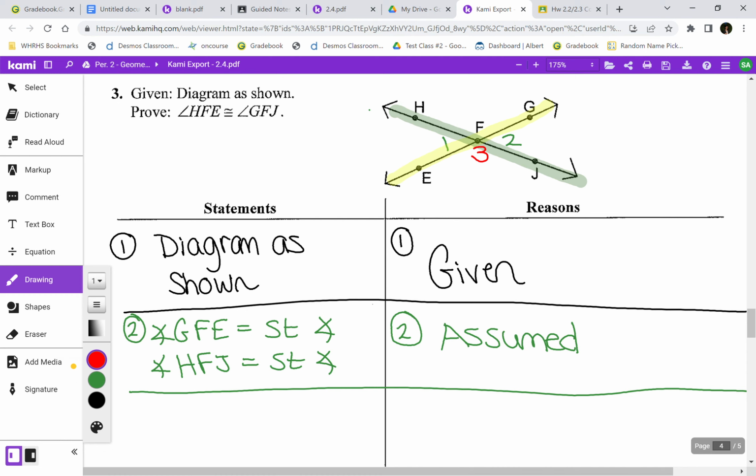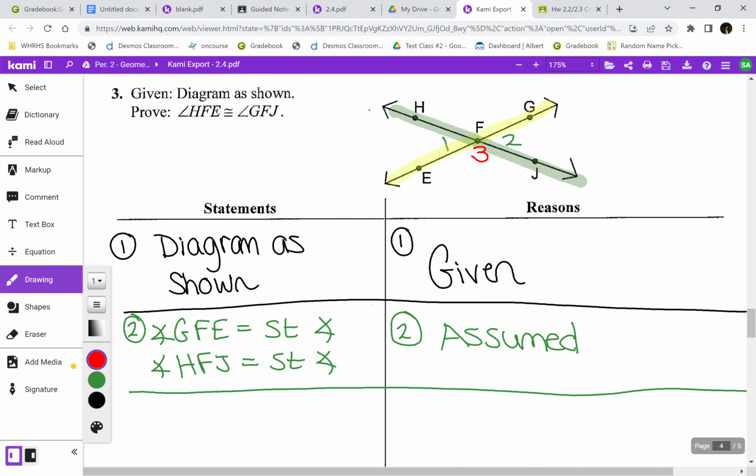1 is a supplement to 3, and 2 is a supplement to 3. Didn't we learn a theorem about that? What did the theorem say? Subs of what?